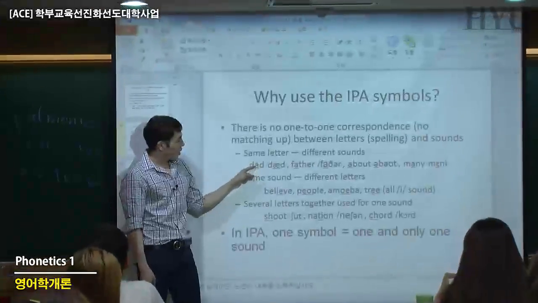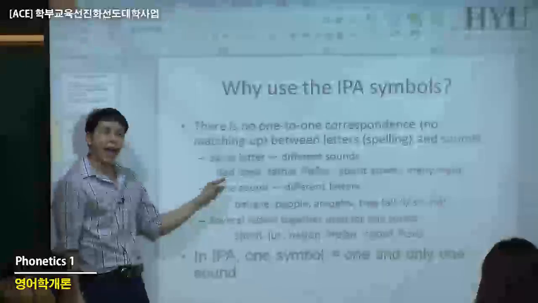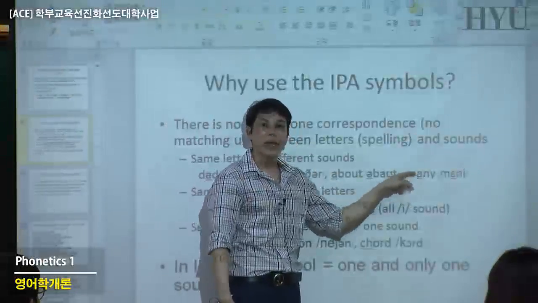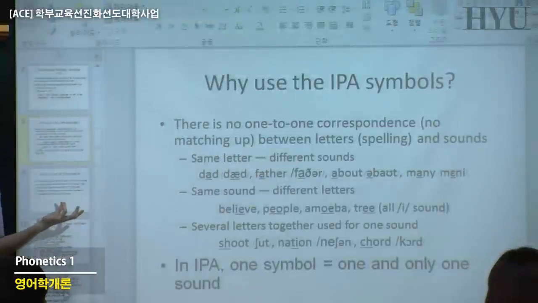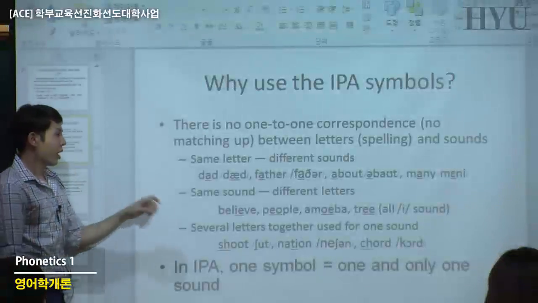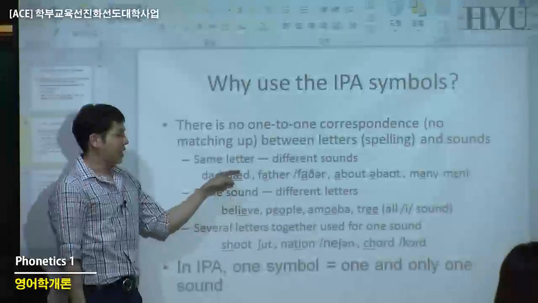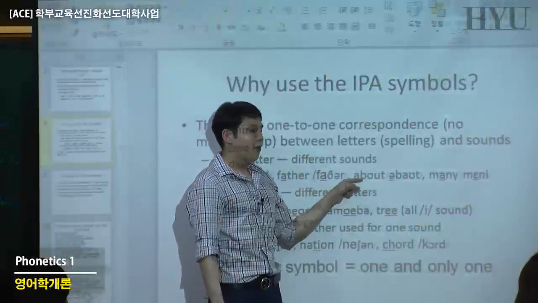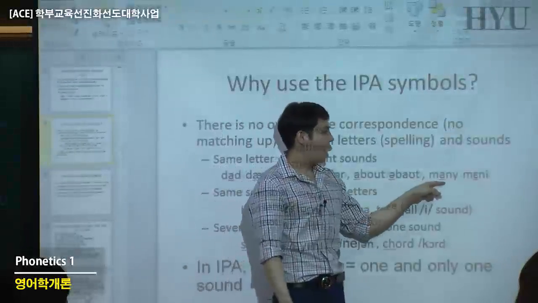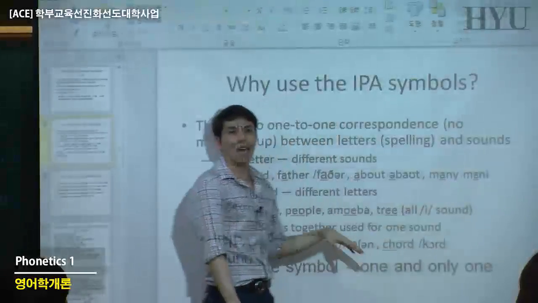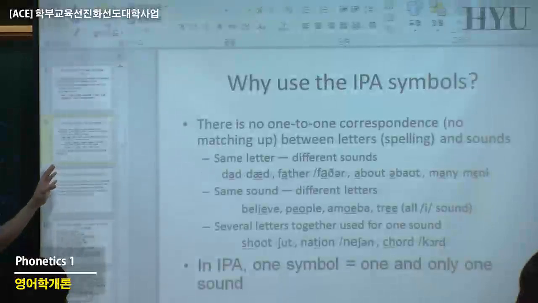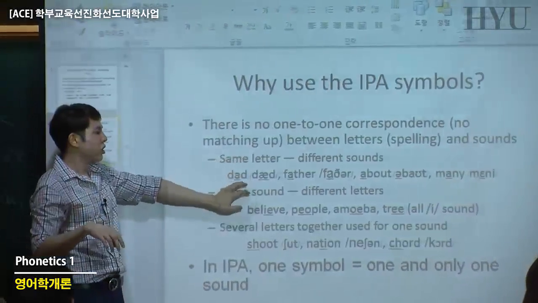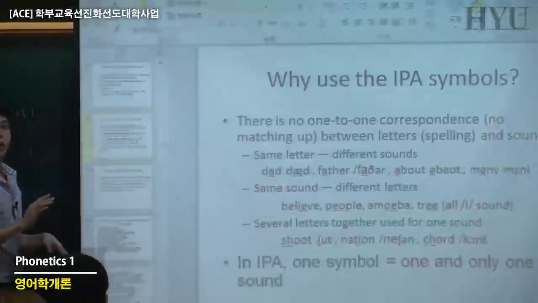You can see that the letter A in dad, the letter A in father, the letter A in about, and the letter A in many, they are all spelled with A, but the sound is different. A in dad is /æ/, A in father is /ɑ/, right? A in about is /ə/ and A in many is /ɛ/. So there's no one-to-one correspondence. There's no matching up between the letter and the sound. So this use of letters is not going to work in English, right?